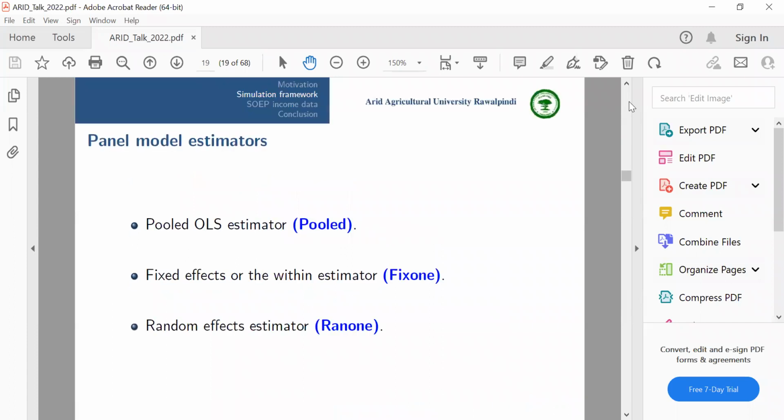In the second part, we use panel model estimators. There are some variables in the OLS formula which cannot be controlled. For example, unobserved variables are not controlled by the ordinary least squares estimator. So to control the unobserved heterogeneity, we use panel model estimators. Here, this is the pooled OLS estimator, which is just OLS, but we apply it on a panel or time series model. And this is the fixed effects or within estimator, and the random effects model estimator.